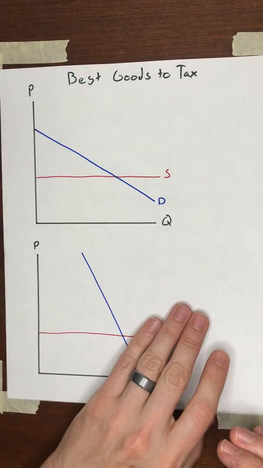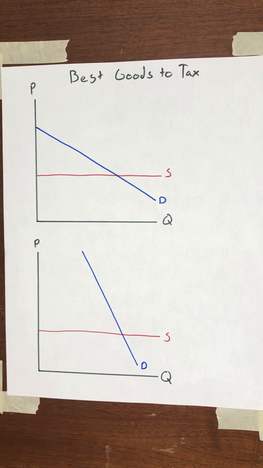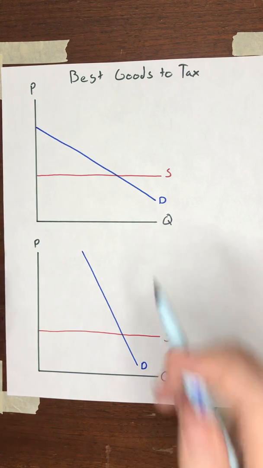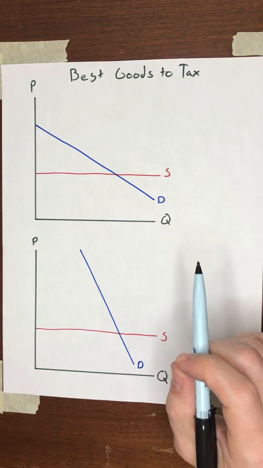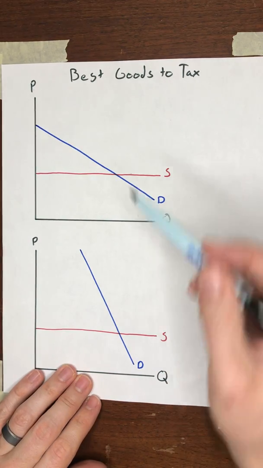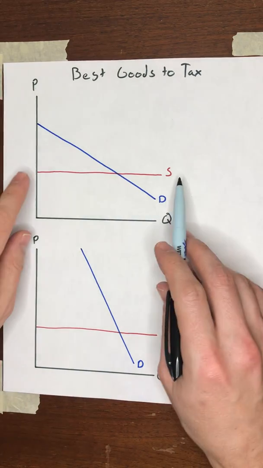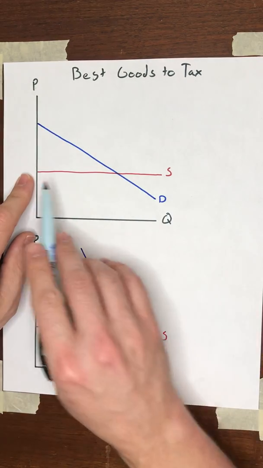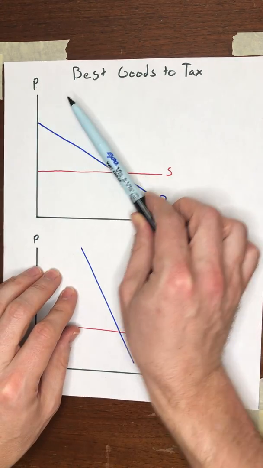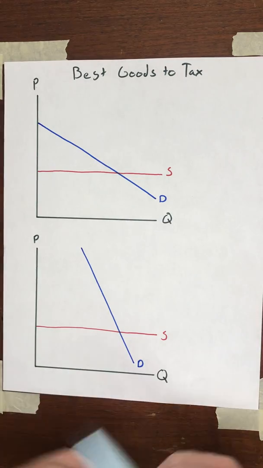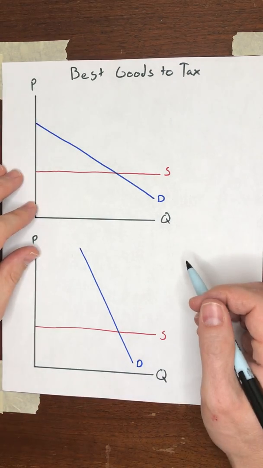All right, and that brings us to the final concept, which is, which are the best goods to tax? All right, now remember what they talked about in, let's see, I think it was the third video that was posted. Okay, you got supply curves that we're going to keep constant. Okay, I'm making them flat, I'm making them perfectly elastic just to illustrate what happens when the demand curve is more elastic or less elastic. Okay, and now let's take a tax wedge of a given size.